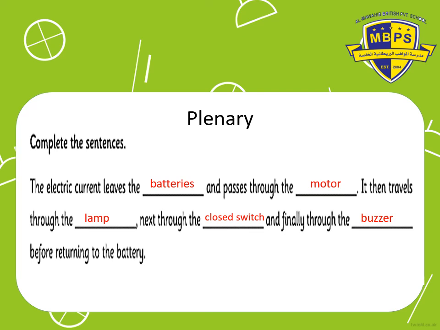So as you understood earlier, an electric circuit is a complete loop in which electricity flows. The electric current leaves from the batteries, passes through the motor, then the lamp and the closed switch and through the buzzer before returning to the battery again. Do you think if the switch was open, the electric current is going to pass through? That means it was not closed like how it's supposed to be. It has a gap. The electric current will not pass through because it's an incomplete circuit.